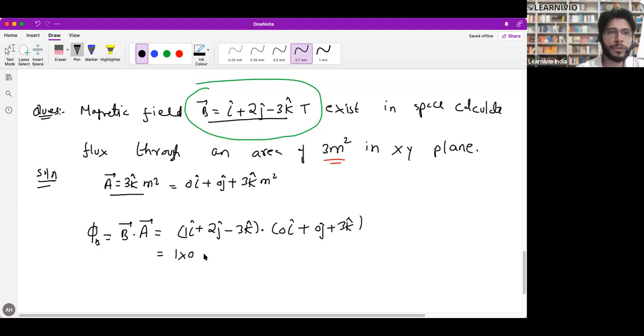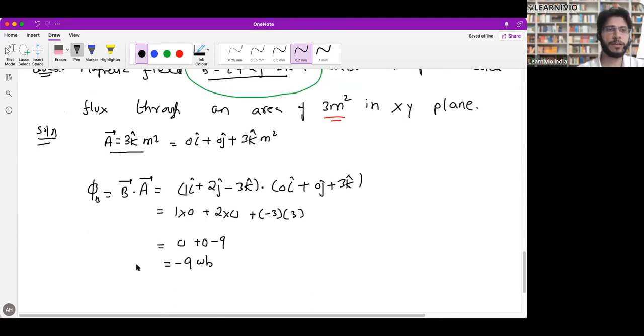So multiply 1 with 0, 2 with 0. The coefficient of j cap is 2 here, the coefficient of j cap is 0 here. K cap is minus 3 and k cap is 3. Plus it's minus 3 into 3. So this is 0 plus 0 minus 9. So this is equal to minus 9. So this is the magnetic flux, minus 9.